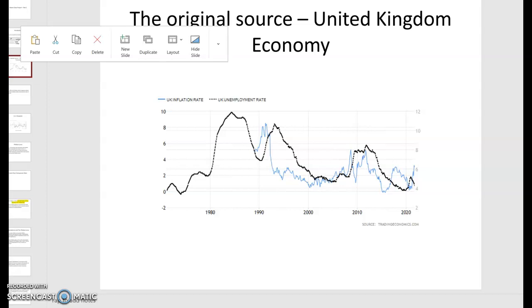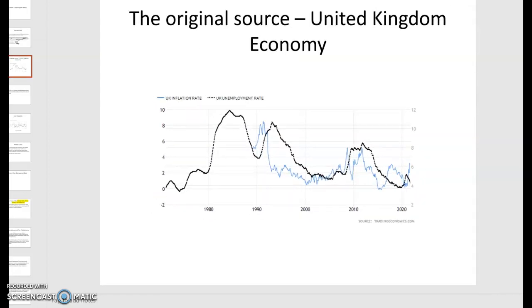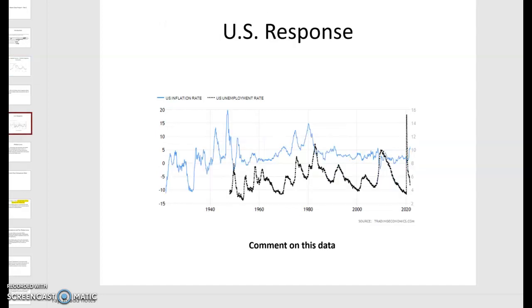Now, to begin this discussion, we should look at the history of the Phillips curve. So we have William Phillips, a New Zealand economist working on the United Kingdom economy, who found some sort of inverse relation between inflation rate and unemployment rate. I have the data from tradingeconomics.com, but I don't have the data before the 1960s. Now, we have the United States response.